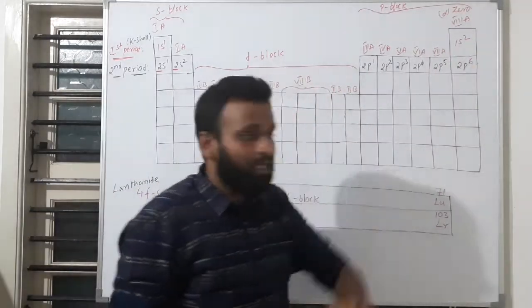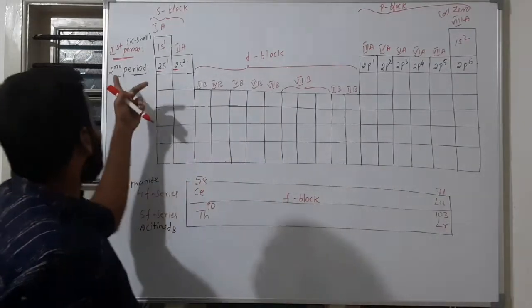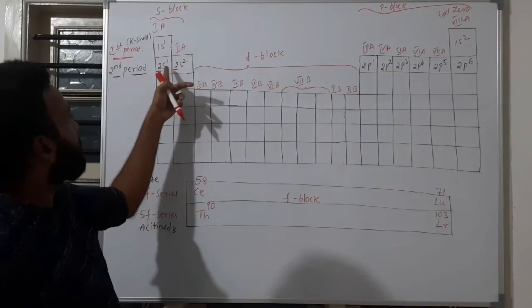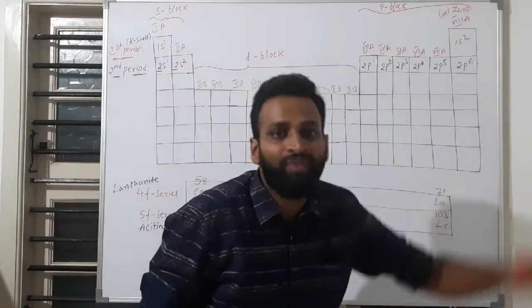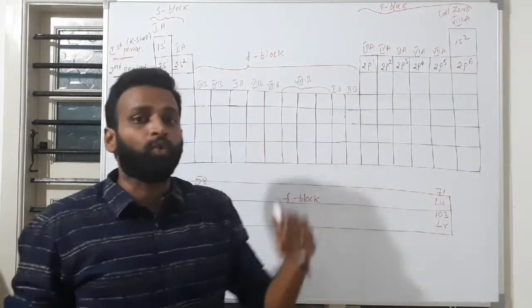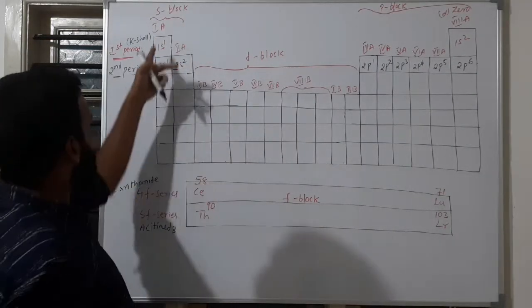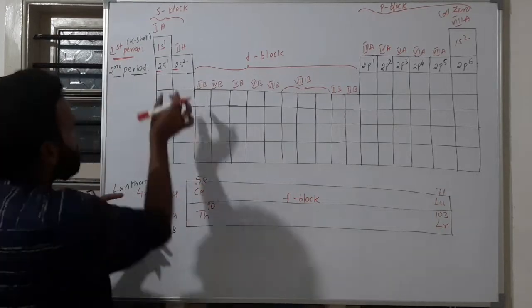Now 2p also filled. First 1s was filled in the first period, and in the second period, 2s and 2p subshells were filled. What subshells? Filled 2s and 2p. So here 2s was filled in this s block. That's why it is called s block. Why is it called s block, understood?